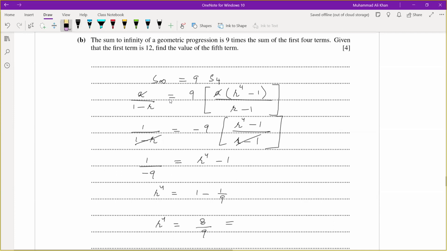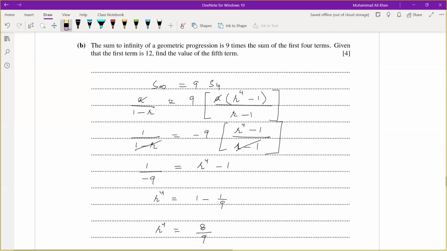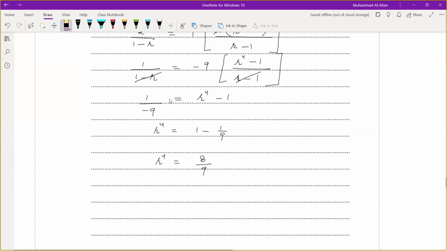Therefore, what is the value of r? We have power 4 here. तो क्या हो जाएगा? फोर्थ रूट कैलकुलेटर से हम कैलकुलेट कर लेंगे. So the fourth root means r equals to 8 over 9 power 1 upon 4. And according to this, the result is 10.7. This is the value of r. Hopefully it is clear. Again, a simple question of geometric progression.